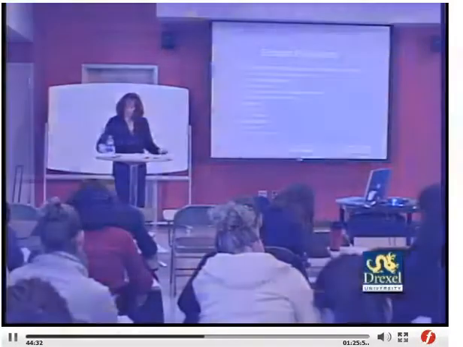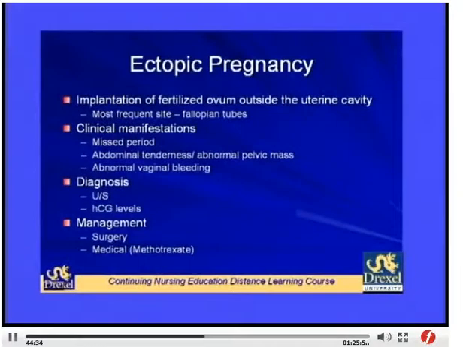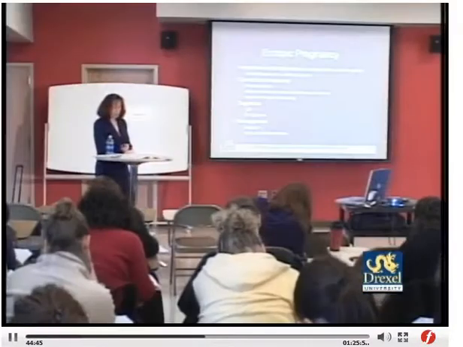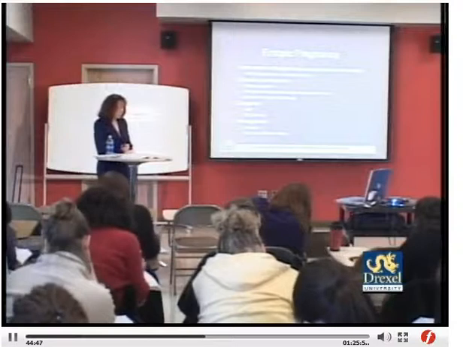Ectopic pregnancy. Ectopic pregnancy is the implantation of the fertilized ovum outside the uterine cavity. The most frequent site is the fallopian tubes. What you will find is that there are other sites, and they're listed in your book.